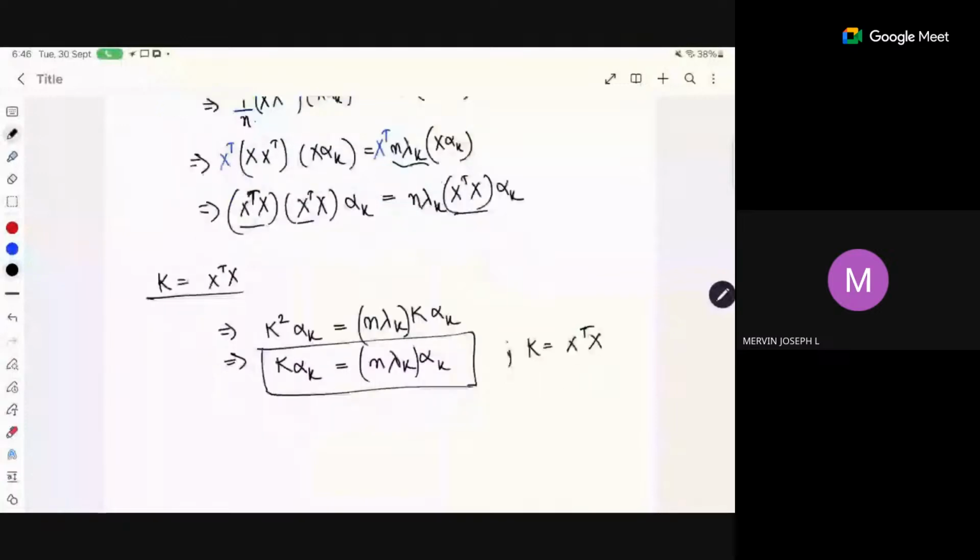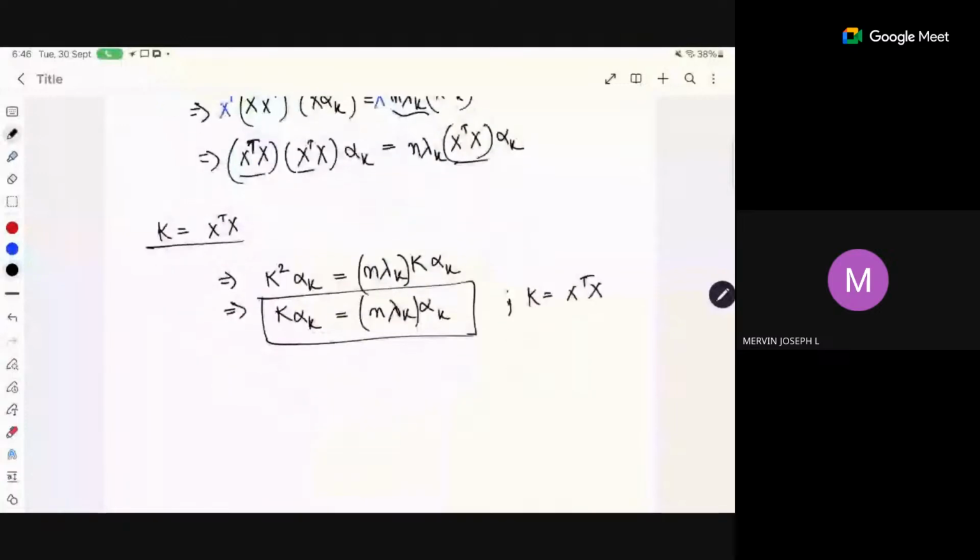Right? Now, if you look at this equation, can you see if there is some kind of relationship between these terms? Can you see anything? It's an eigen equation. It's an eigenequation, right? So this is an eigenequation where you have this matrix K, which is X transpose X.